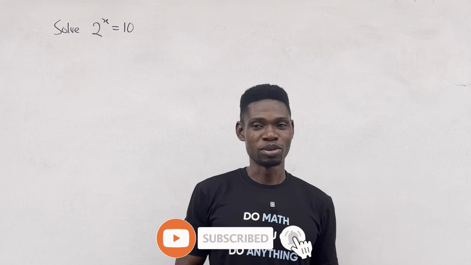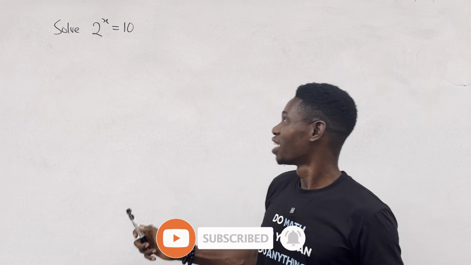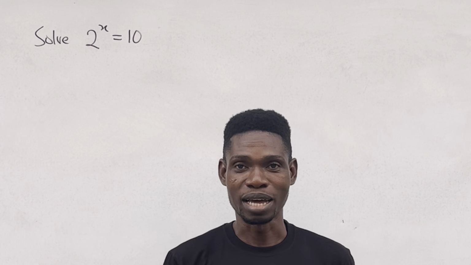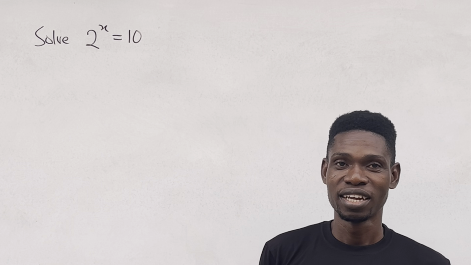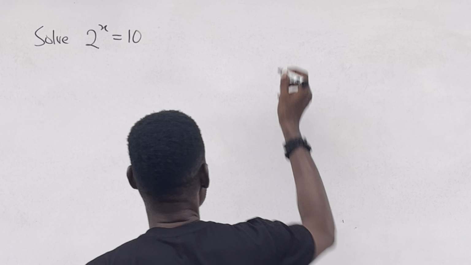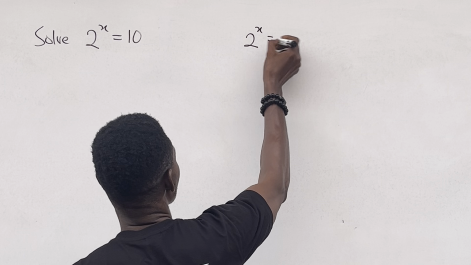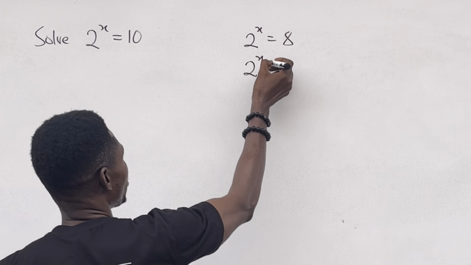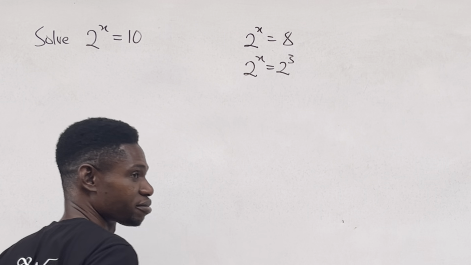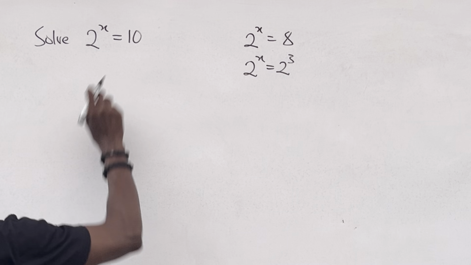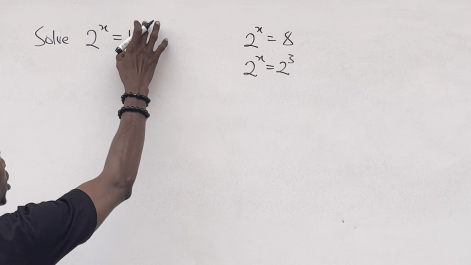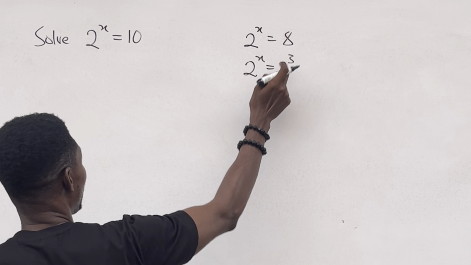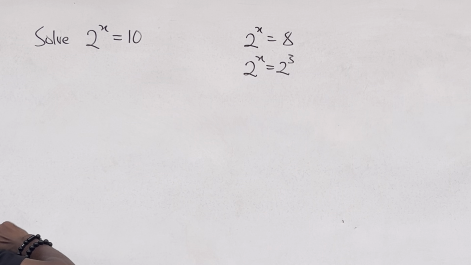Today we want to solve this exponential equation, a very interesting one, that says 2 raised to the power x equal to 10. So we have to find the value of x that makes this possible. Now, if we had 2 raised to the power x equal to, let's say, 8, you can easily say 2 raised to the power x equal to 2 raised to the power 3. But now you have a 10. And we cannot put 10 as a power of 2. So what do we do?